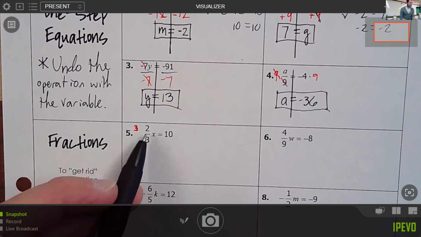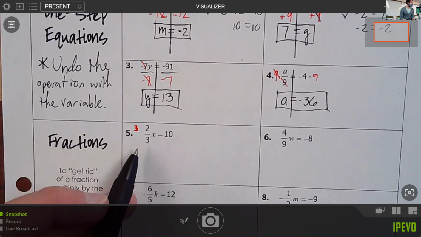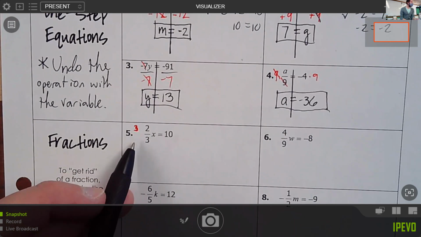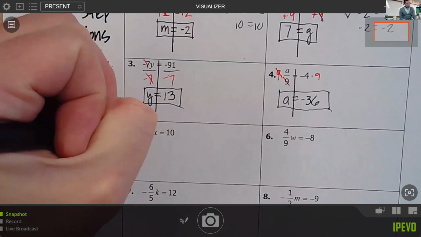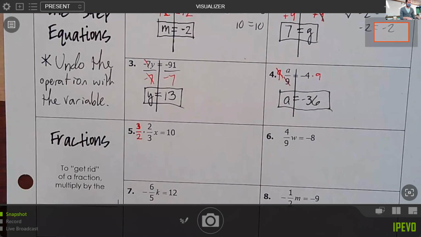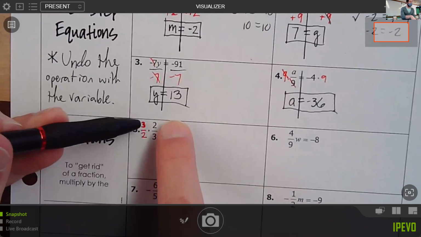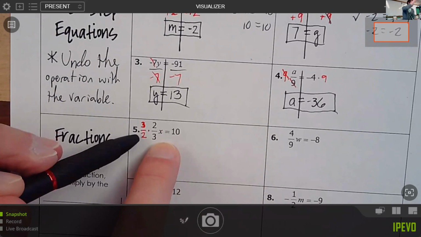3 times 2 is 6. We want both of them to equal 6. So what would we have to multiply on the bottom? 2. 3 over 2. Because 3 times 2 is 6. 2 times 3 is 6. 6 over 6 is 1.